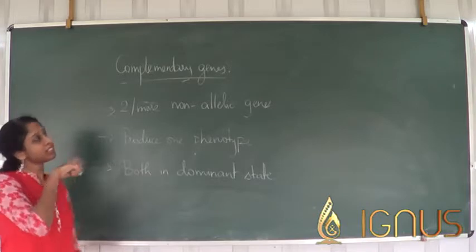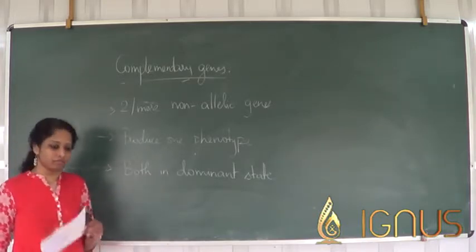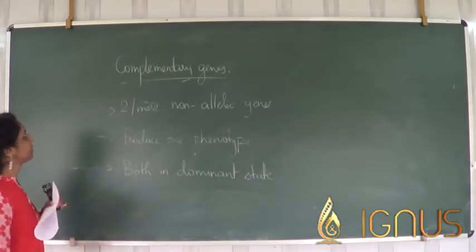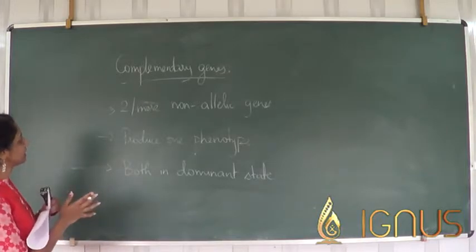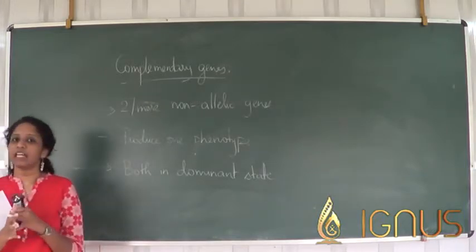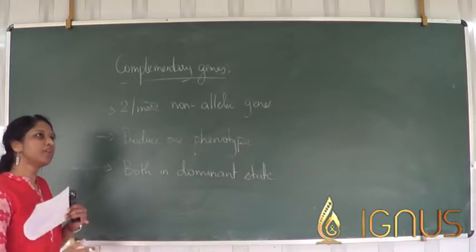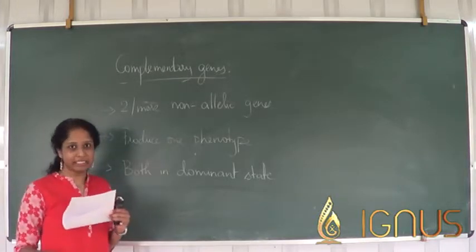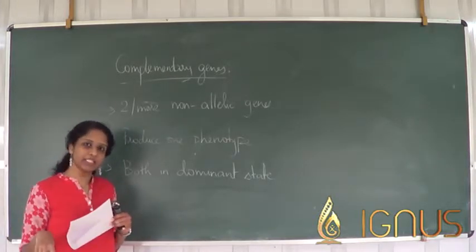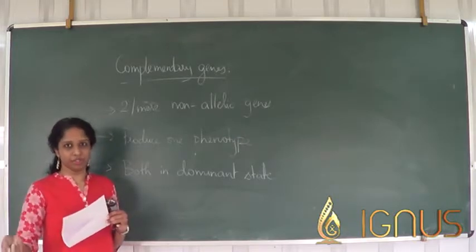Going away from Mendelian genetics, we have something called complementary genes. Complementary genes are when there are 2 or more non-allelic genes which are going to interact with each other to give rise to 1 phenotype.